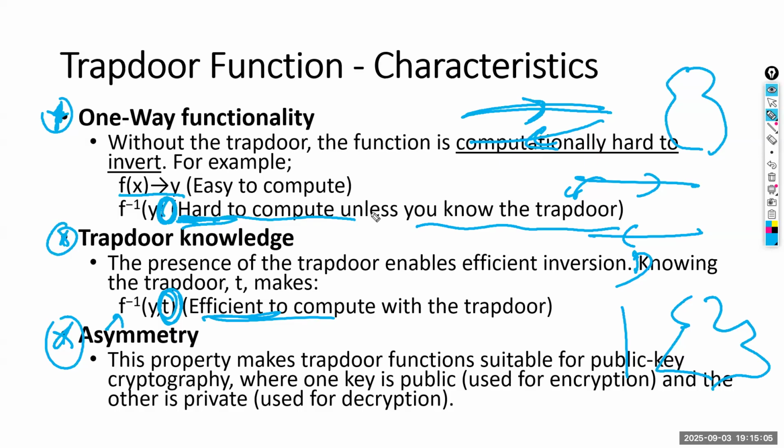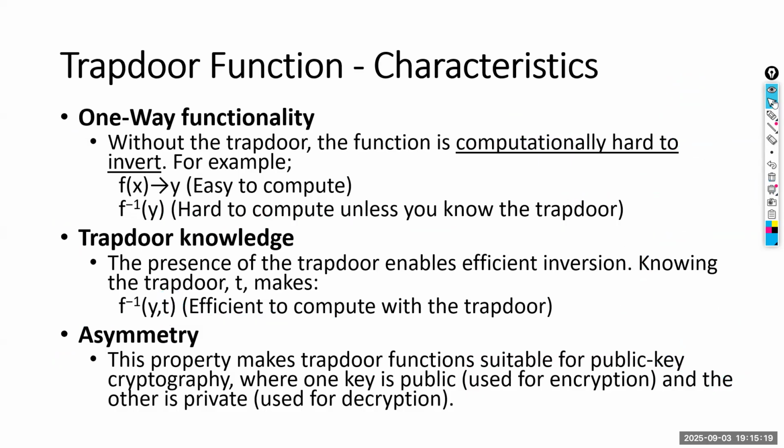It's not simply the reverse algorithm. It's a different algorithm, but related, and you need that additional information to do that. That is called your private key in encryption and decryption. So what are the three features of a trapdoor function? One-way functionality, trapdoor knowledge, asymmetric.